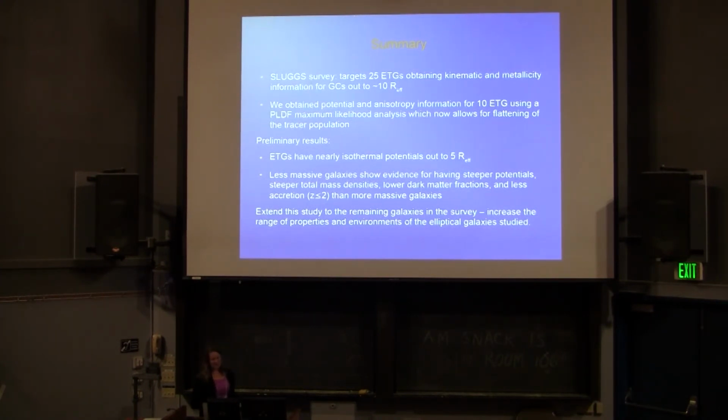And also the least massive galaxies in our sample show evidence for having steeper potentials, steeper total mass density profiles, lower dark matter fractions, and according to simulations may have undergone fewer accretion events to build up their stars than more massive galaxies do. So we are obtaining more and more data all the time, and of course we're in the process of reducing and analyzing the remaining galaxies in our sample.